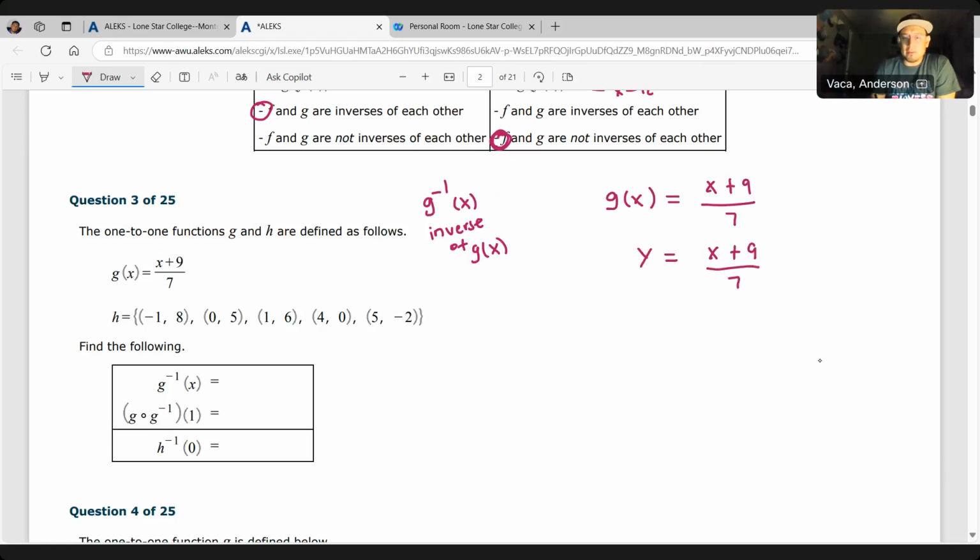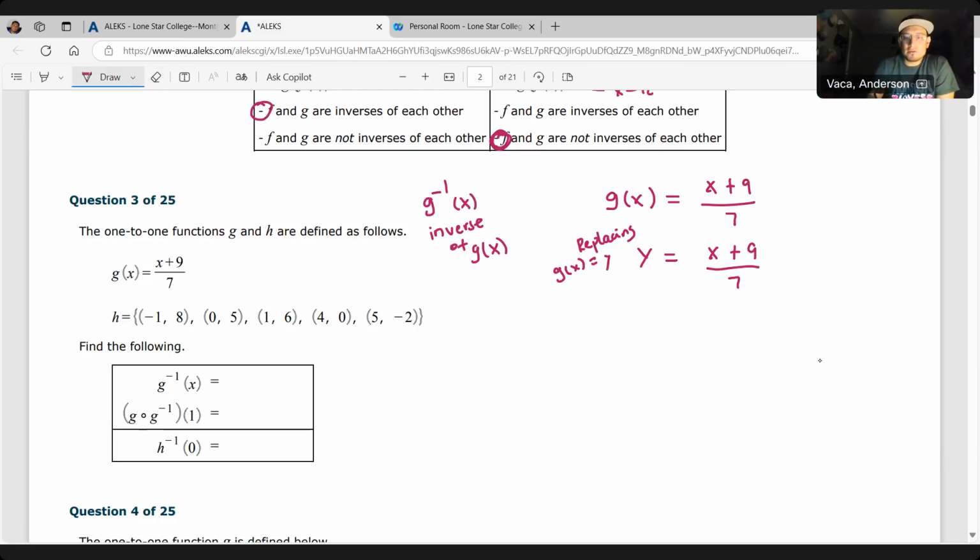And then, so here we are replacing g of x with y. Right now, what I'm about to do is I'm about to solve. Oh, I'm sorry. My apologies. I'm going too fast. Erase.